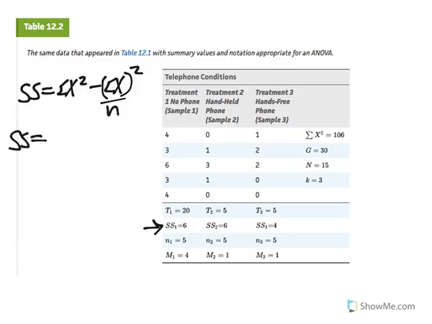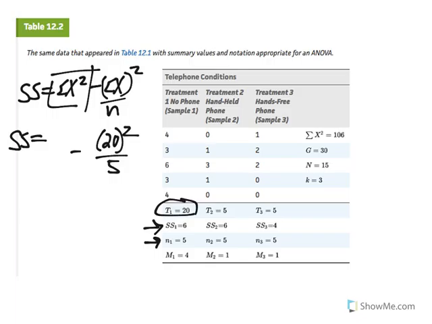So SS is equal to the sum of x squared minus T squared over n, which is equal to 5. And the variable that's missing is the sum of all x values that have been squared. So let's quickly do that: 16, 9, 36, 3, and 16. If we take the sum of these x values that have been squared, you should get 86.